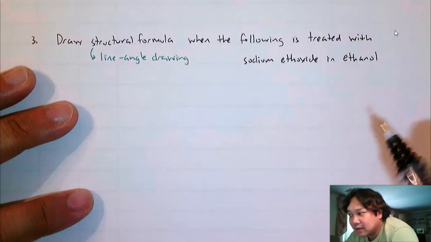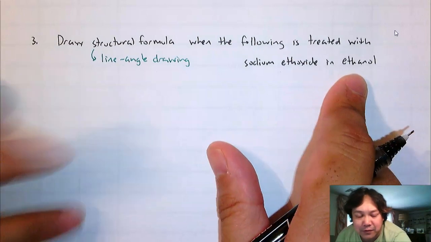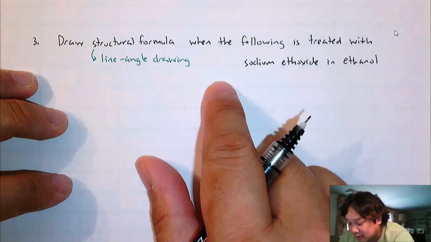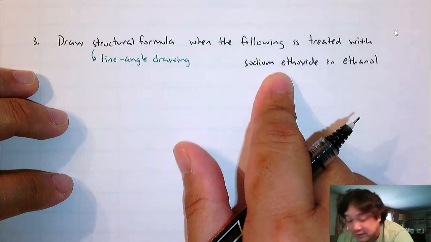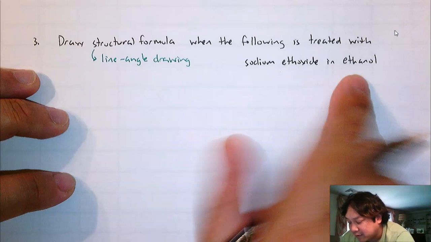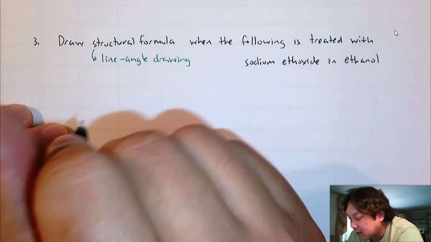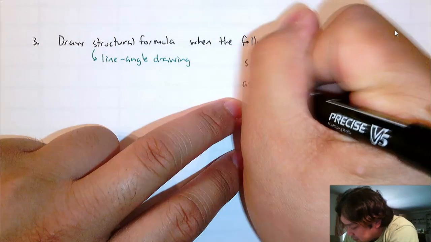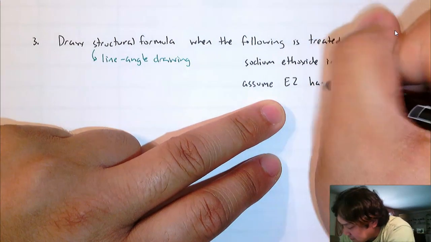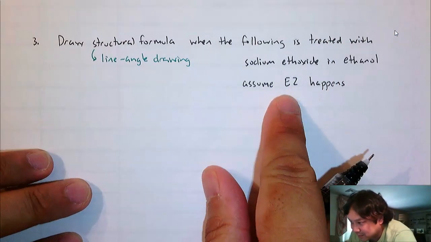Don't let extra molecules in your reaction distract you. You know that we're going to have an alkyl halide. You know we're going to have a base, sodium ethoxide, NaOEt. This is just a solvent. Don't let it bother you. You still understand that we're going to do an elimination. And I'll write that here: the problem actually says assume E2 happens. Not only do we know it's elimination, they're telling us it's E2.